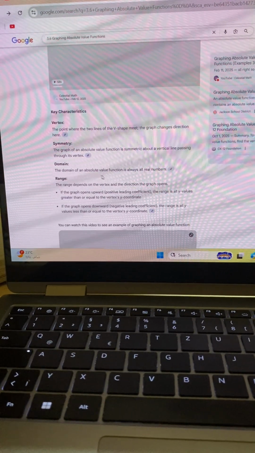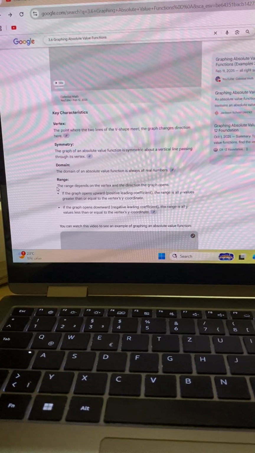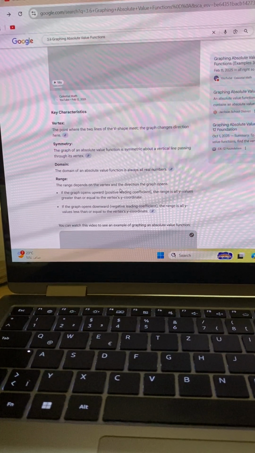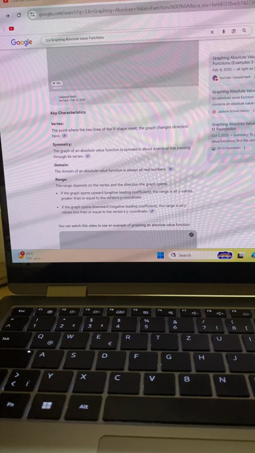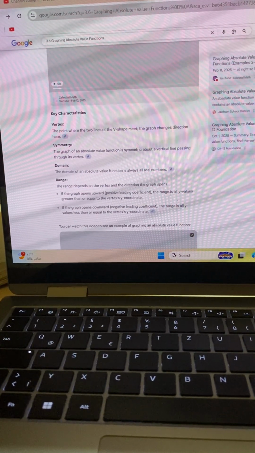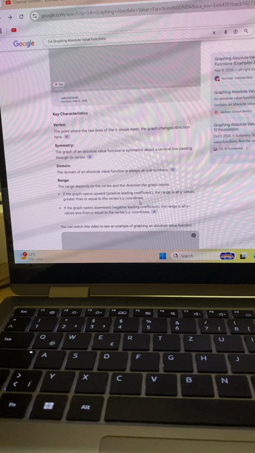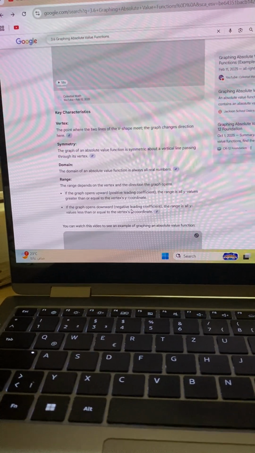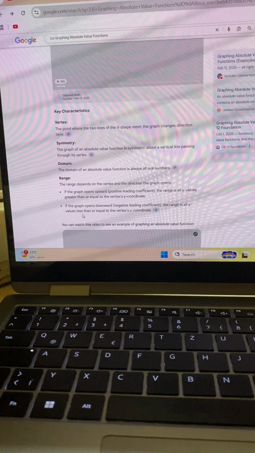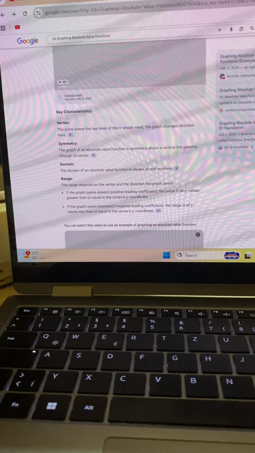Domain: the domain of an absolute value function is always all real numbers. Range: the range depends on the vertex and the direction the graph opens. If the graph opens upward, positive leading coefficient, the range is all y values greater than or equal to the vertex's y coordinate. If the graph opens downward, negative leading coefficient, the range is all y values less than or equal to the vertex's y coordinate.